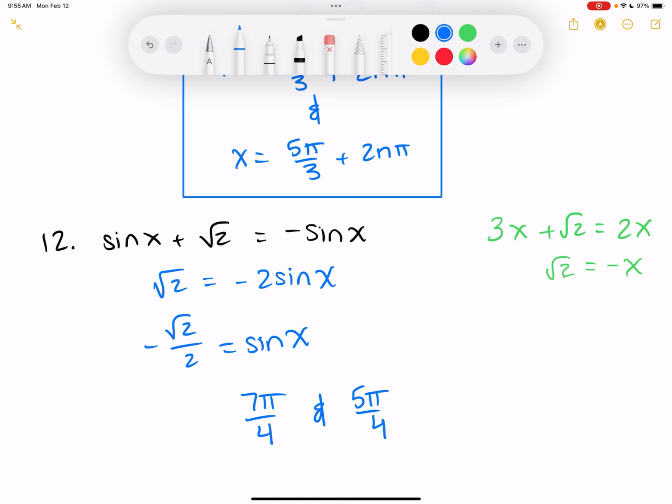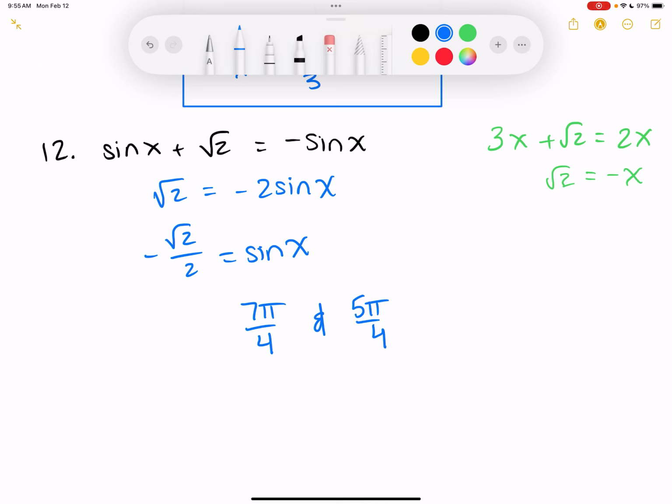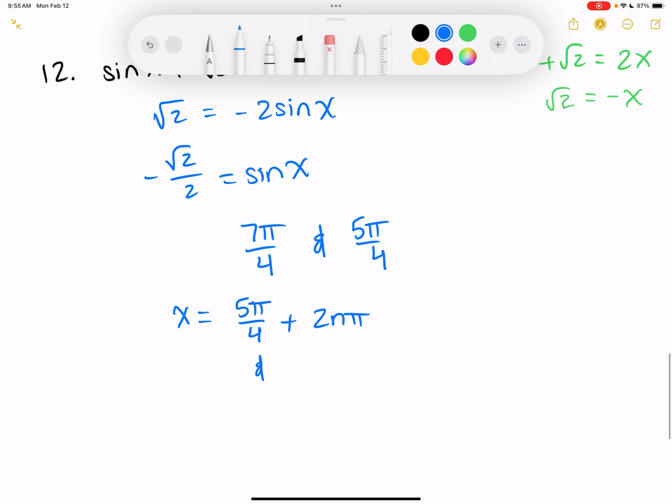Are you proud of yourself? Look at that, and you didn't even need a unit circle. I remember mine. This is just quicker. Okay, so this is still general. So x is equal to 5 pi over 4 plus, because we're dealing with sine, plus 2n pi, and 7 pi over 4 plus 2n pi.